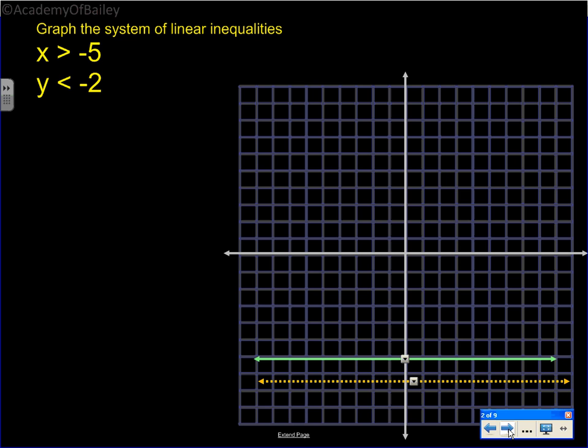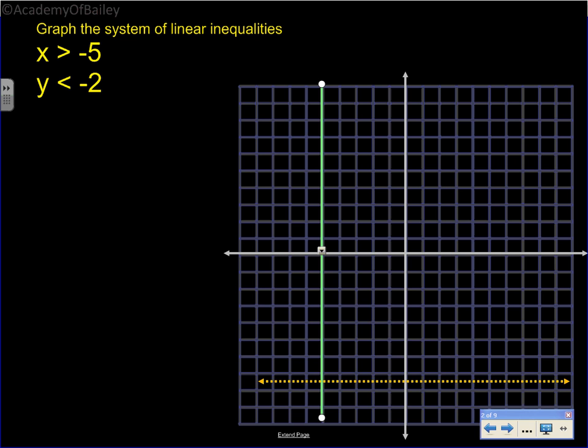We have two inequalities up there in the top left. We have x is greater than -5 and y is less than -2. Let's work with x is greater than -5. When we go to graph that, we know it's going to be a vertical line that crosses the x-axis at -5. Let me get that lined up for you. There's -1, -2, -3, -4, -5. So it's crossing right there.